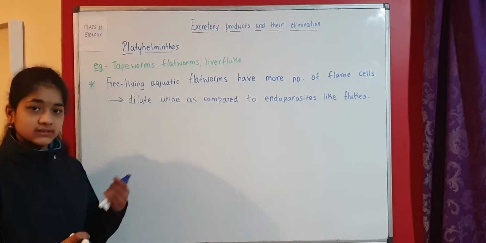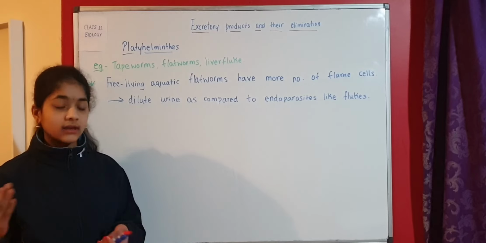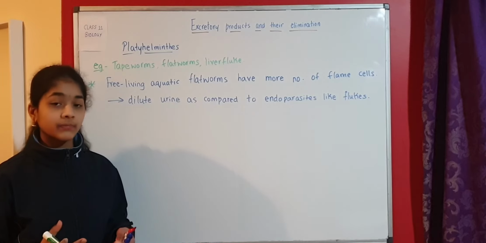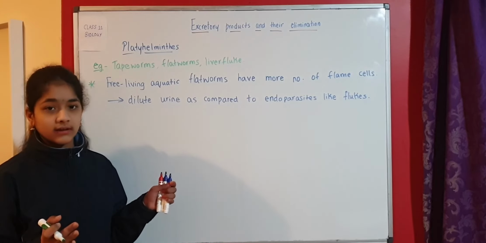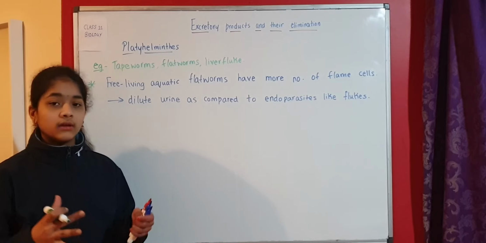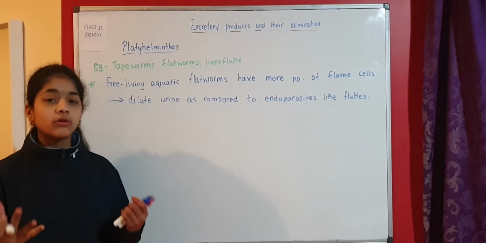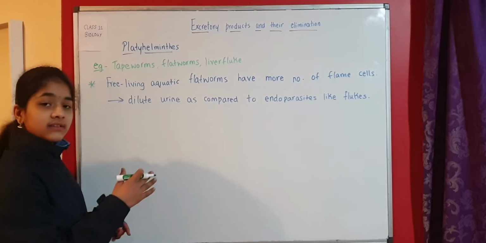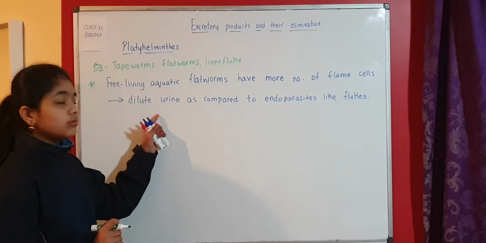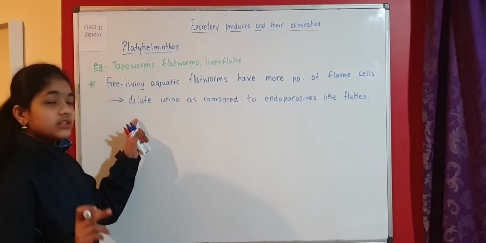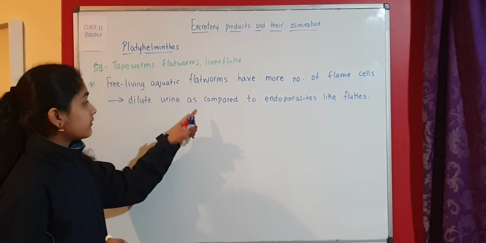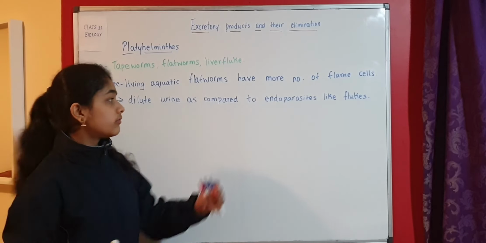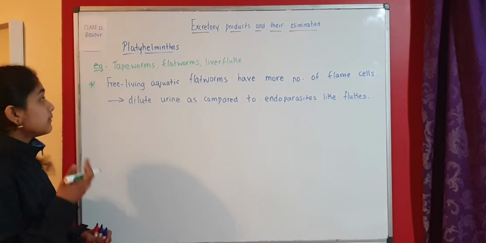What is the meaning of dilute? Dilute urine is that urine which consists of more water. So there is a lot of water. The opposite of dilute urine is concentrated urine. In concentrated urine, we say the urine has more concentration. That means it has more other substances other than water. So in these free living aquatic flatworms, they have dilute urine as compared to the endoparasites like flukes. So this is one important thing about Platyhelminthes.